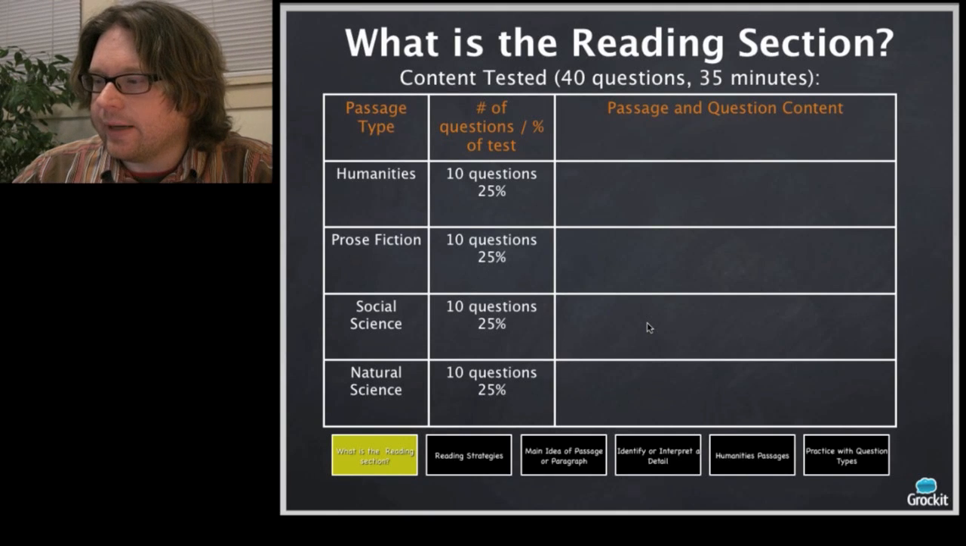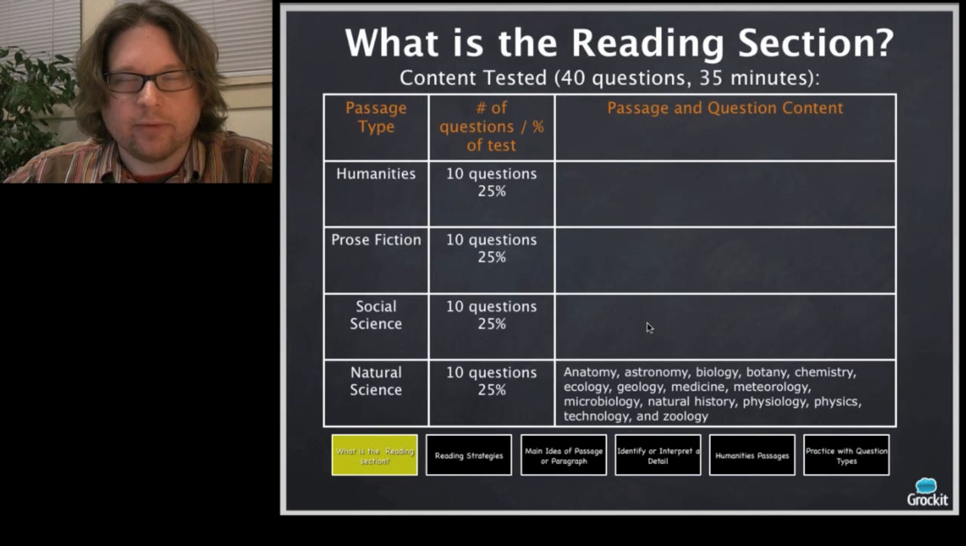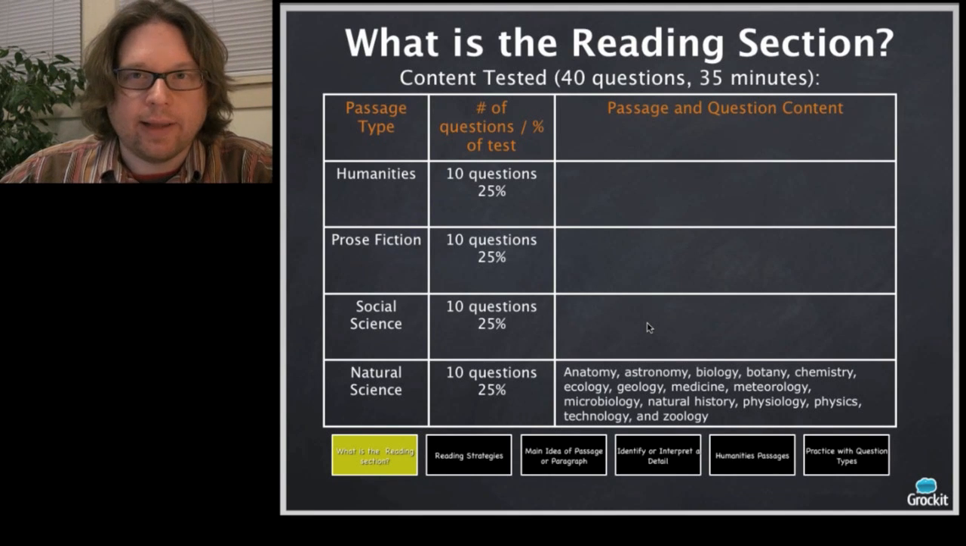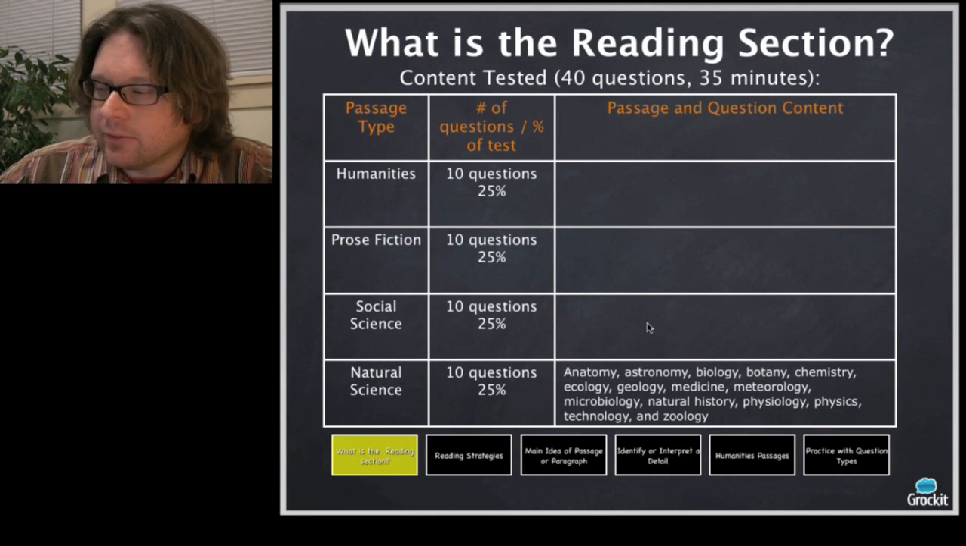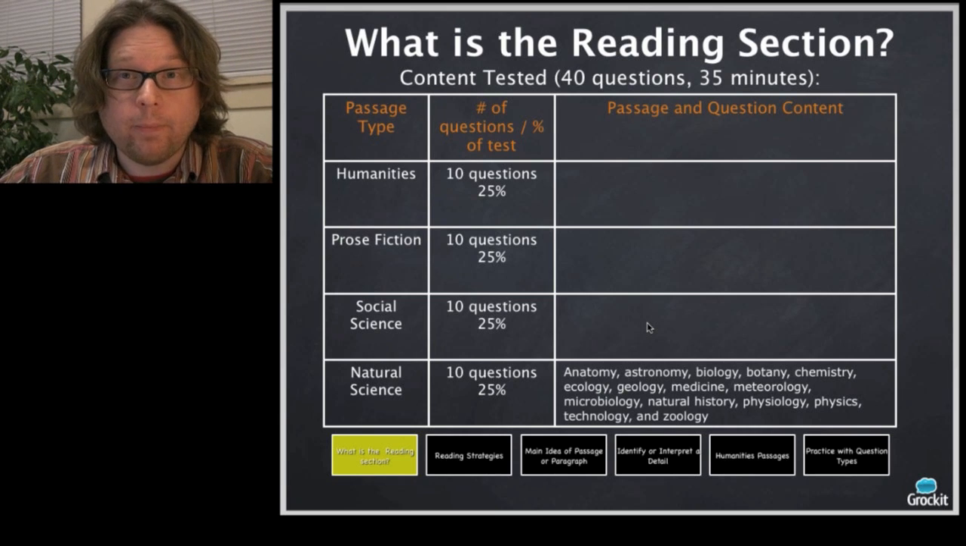All right. Finally, natural science: anatomy, astronomy, biology, botany, chemistry, ecology, geology, which is different from geography. Geography is like, hey, how many people live at the base of the mountain? Geology is how did that mountain get there? Medicine, meteorology, microbiology, natural history, physiology, physics, technology, and zoology. Again, a whole bunch of ologies, and you don't have to have studied any of them before you get in there. You will know something about all of them before you get in there.